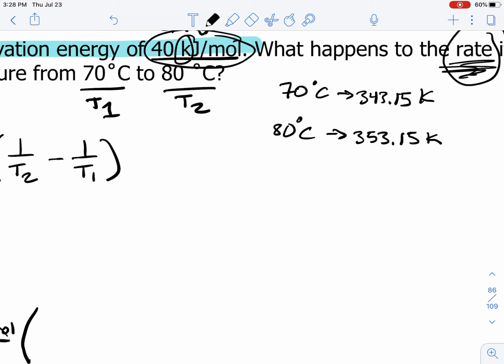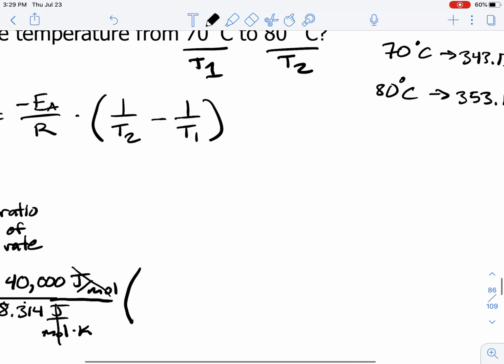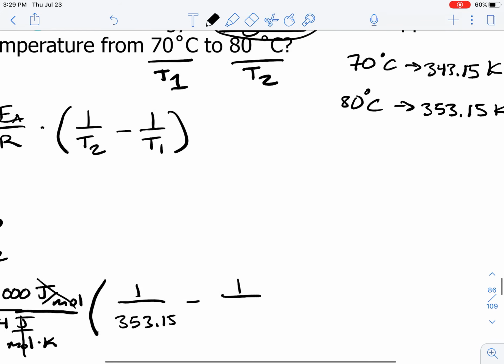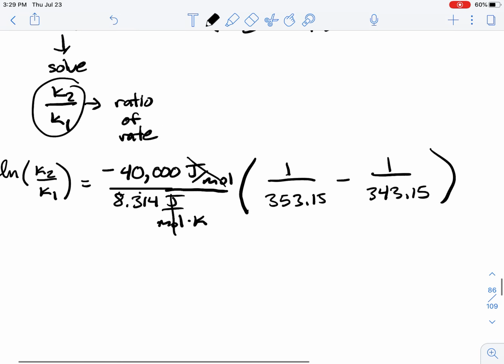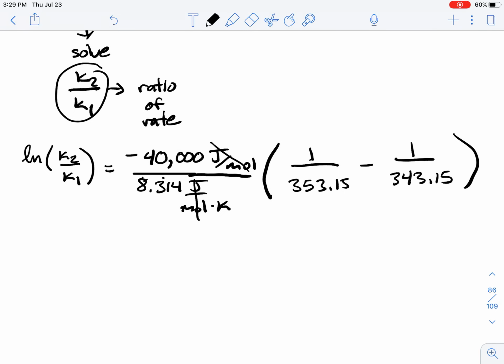So now that we have taken into consideration the Kelvin units, we're going to go ahead and plug this into the equation. So we have 1 over T2, which is going to be 353.15, minus 1 over 343.15. Great. So the only thing that's left to do is simply plug each piece into your calculator.